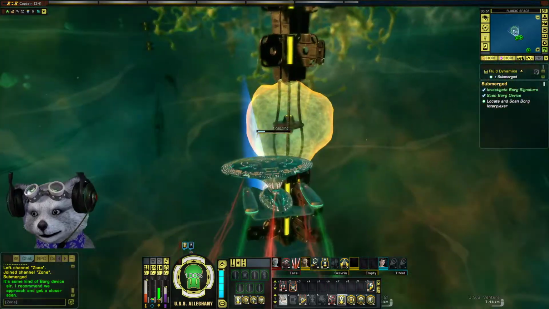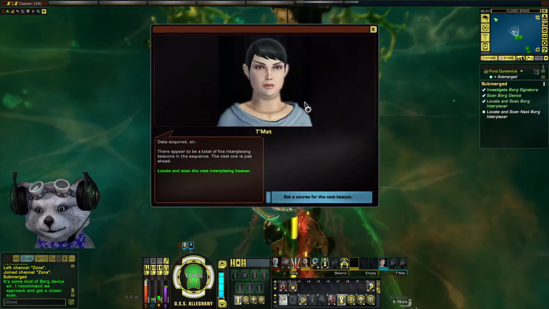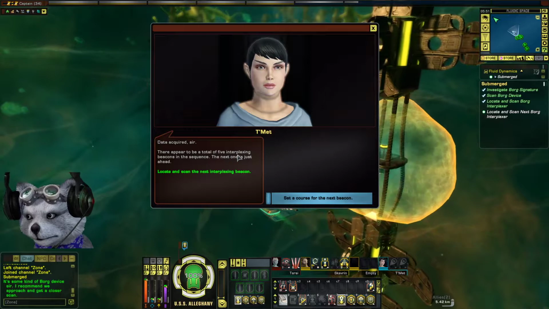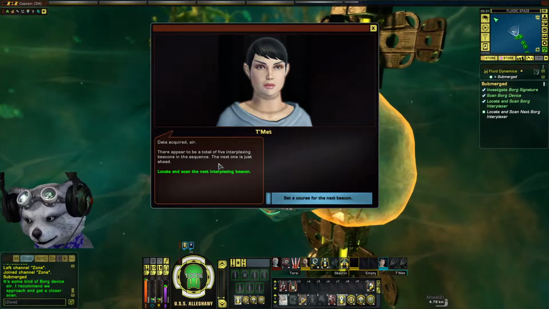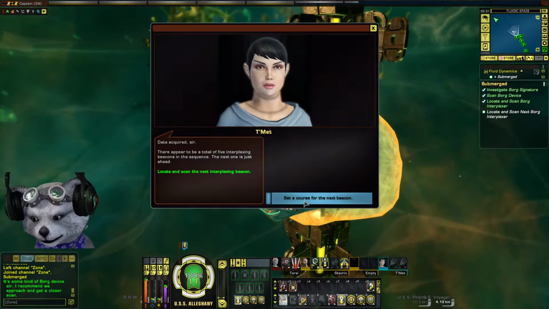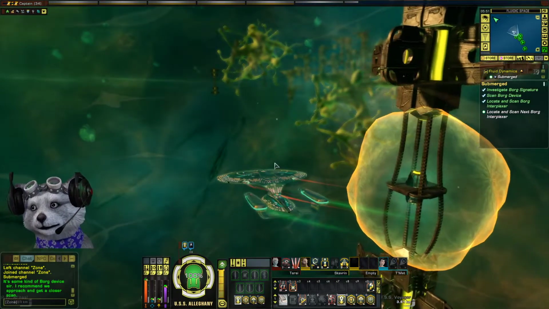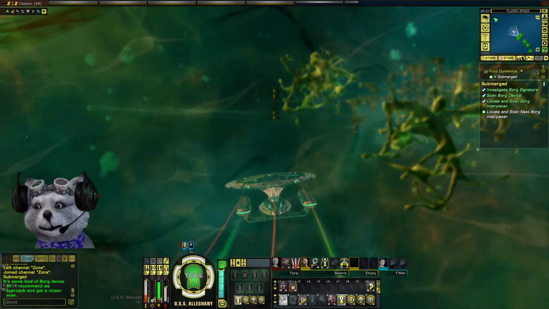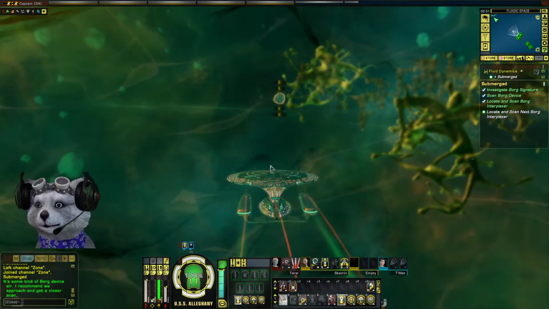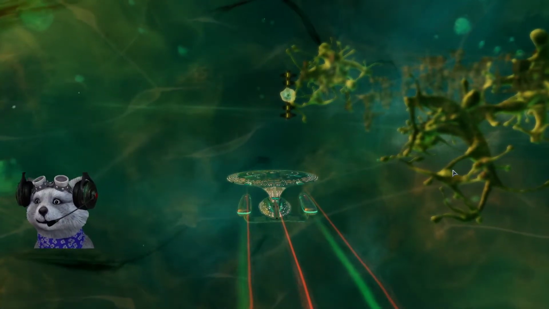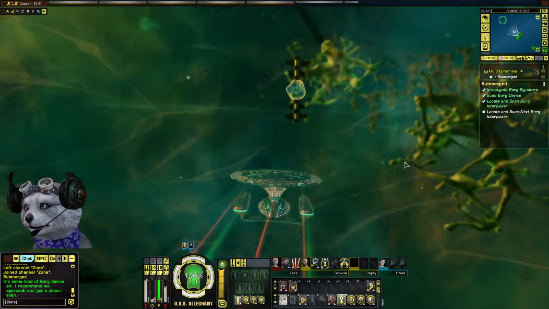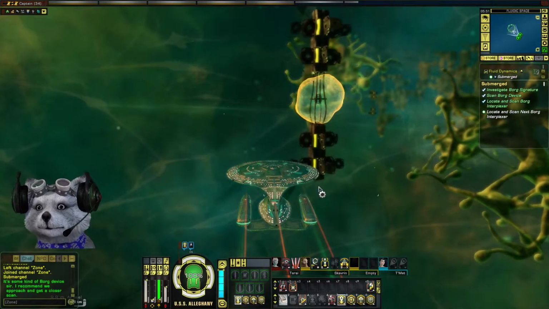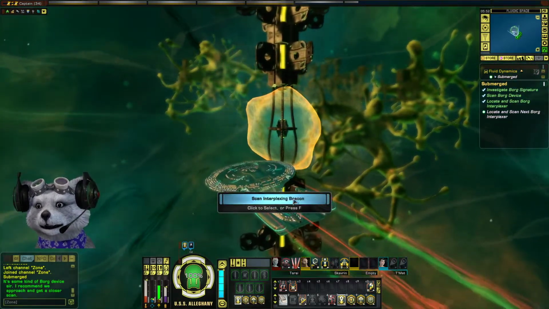Scan interplexing beacon. Data acquired, sir. There appear to be a total of 5 interplexing beacons in the sequence. The next one is just ahead. Set course for the next beacon. Scan interplexing beacon.